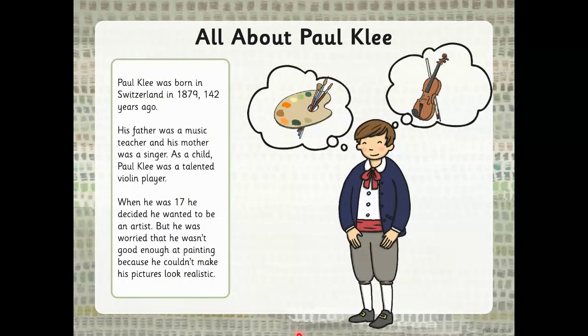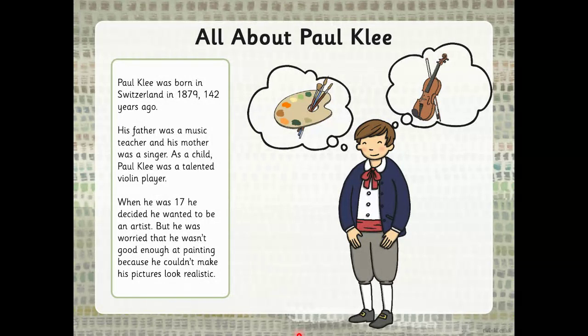Now we're going to be learning about Paul Klee, and this is Paul Klee as a little boy. And Paul Klee was born in Switzerland in 1879, which was 142 years ago. His father was a music teacher and his mum was a singer. And as a child, Paul Klee was a very talented violin player.